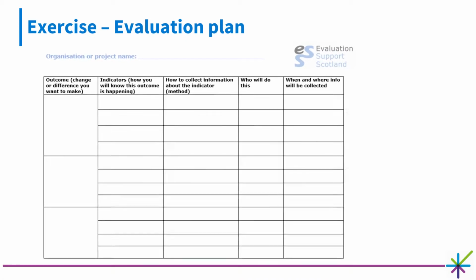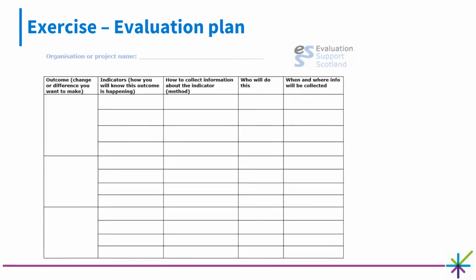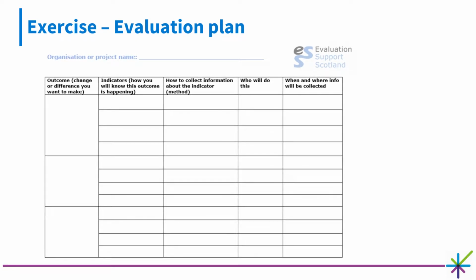Exercise: evaluation plan. Using the resource evaluation plan template, have a go at writing some indicators for your short-term outcomes. Think about what you are likely to hear people say or see them do if the outcome is happening. What would success look like? Think about examples from your work. What would indicate that the outcome is happening?